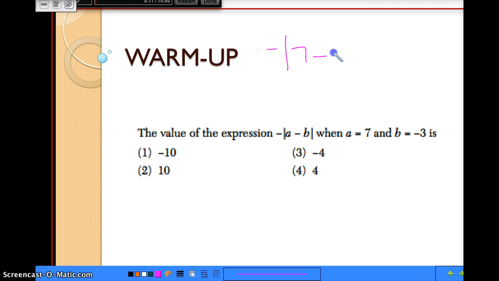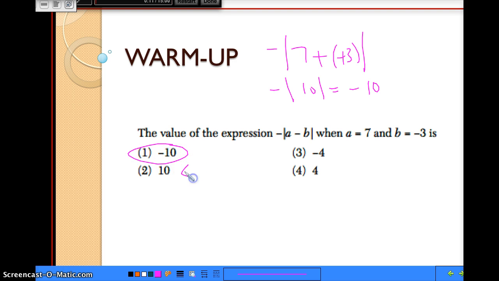7 minus, and the b is a negative 3. Be careful with that because we have a negative negative. So that gives us plus, and 7 plus 3 is 10. The absolute value of 10 is 10, and that negative is brought over. So the answer is choice 1.